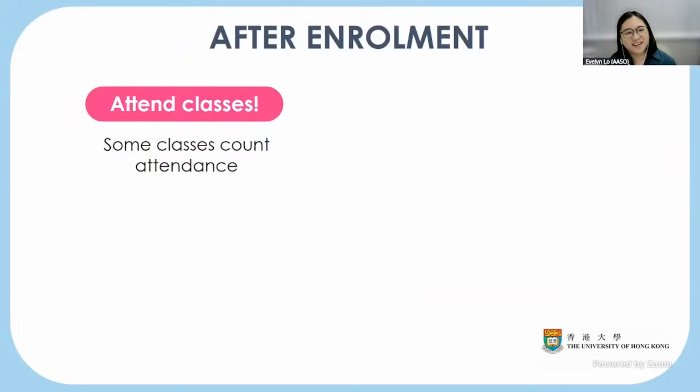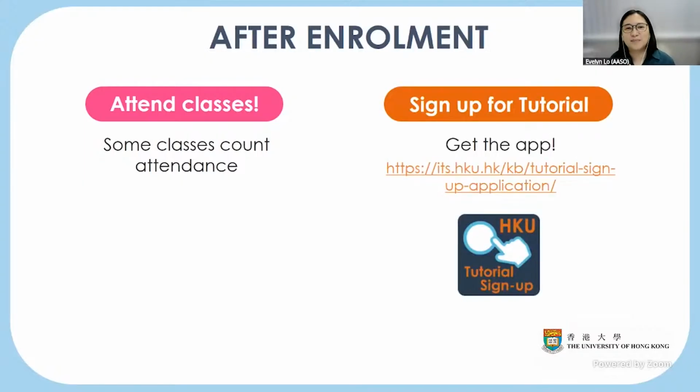And after the enrollment, very important, attend classes. So as I said, some classes do count attendance. So really do go to the classes. And you might have to sign up for tutorial. So they might not be assigned. You might have to sign up depending on what the teachers use. There is the tutorial sign up app, but some teachers don't use that. But do get it ahead, in case they're using it.